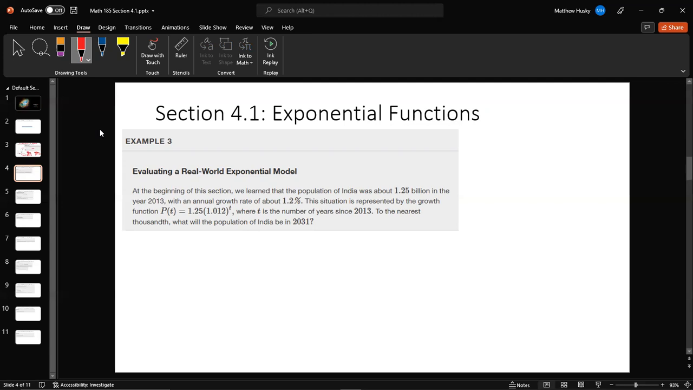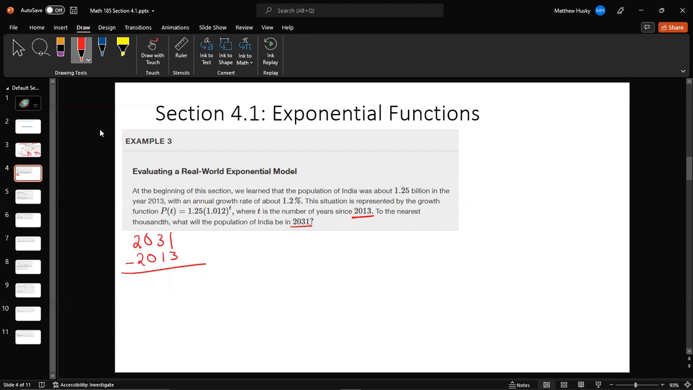So maybe you read news stories about these kinds of things. I know I've certainly encountered them from time to time, but this is the kind of thing where they use an exponential function to make a prediction. So our goal is we want to find out what it is in 2031, bearing in mind that our starting point is 2013. So you do not want to put 2031 into the function for t, because that's not going to give you the right value.